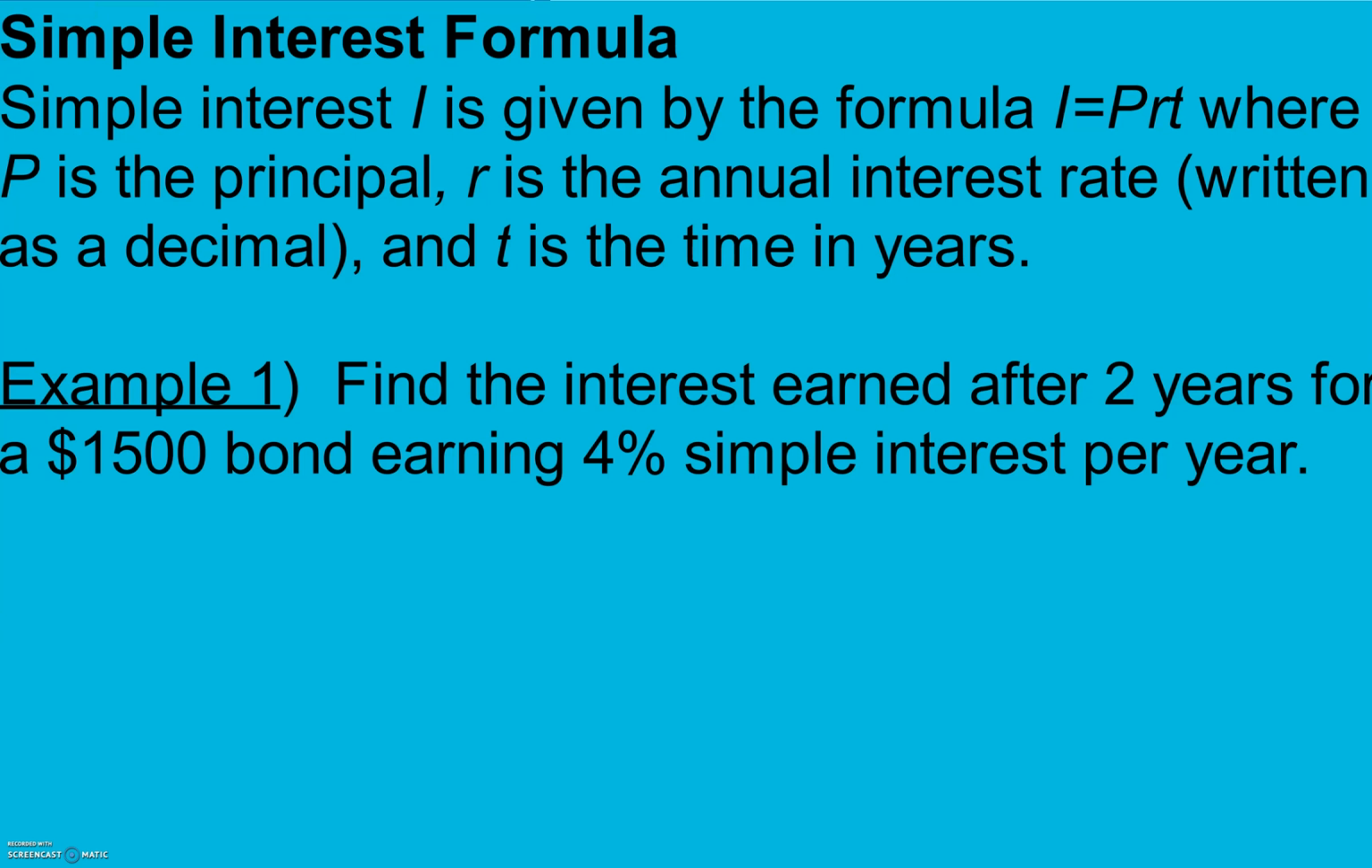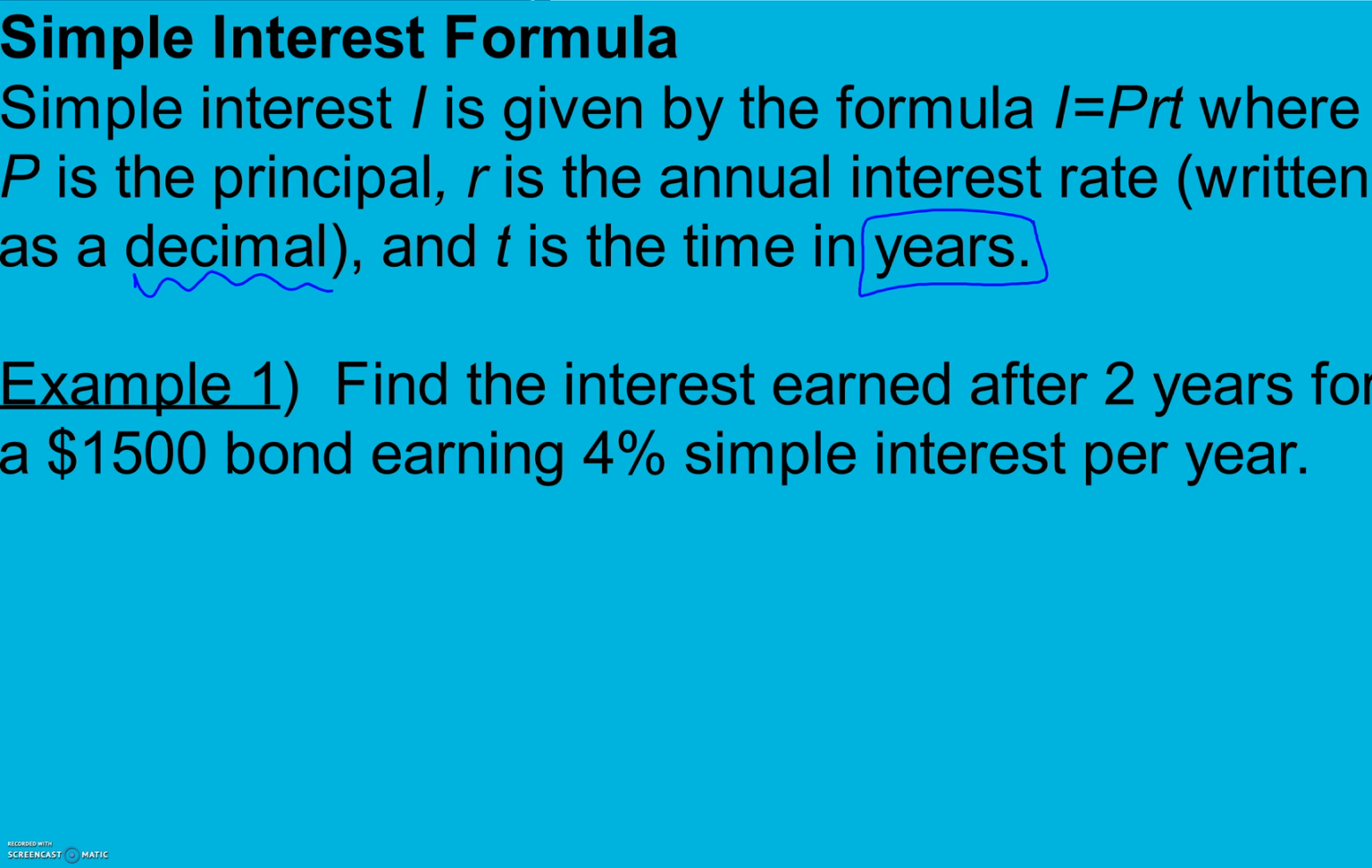Simple interest, I, is given by the formula I equals P times R times T. P is our principal, or the original amount. R is that annual interest rate, which we put in as a decimal. That's important. And T is the time in years. So make sure that we have that in years.